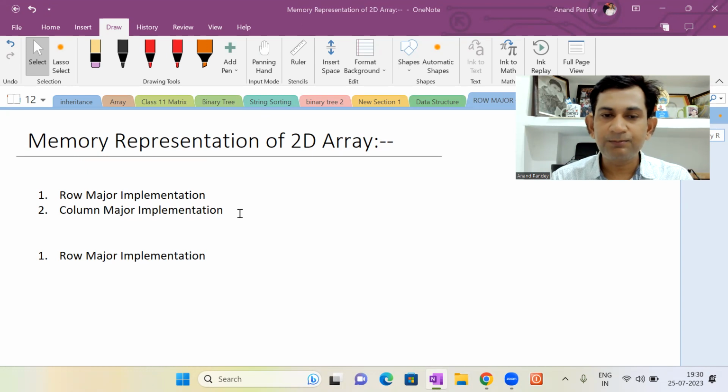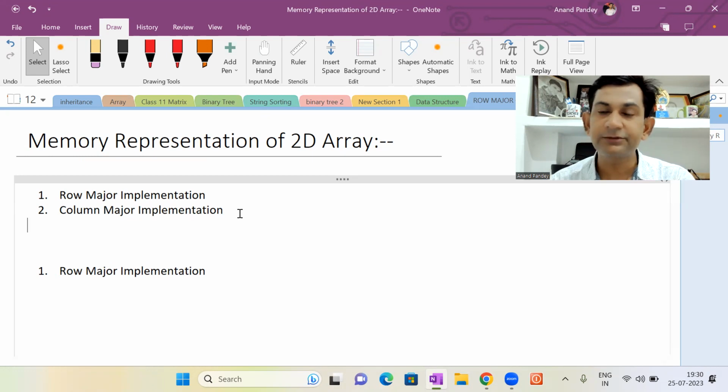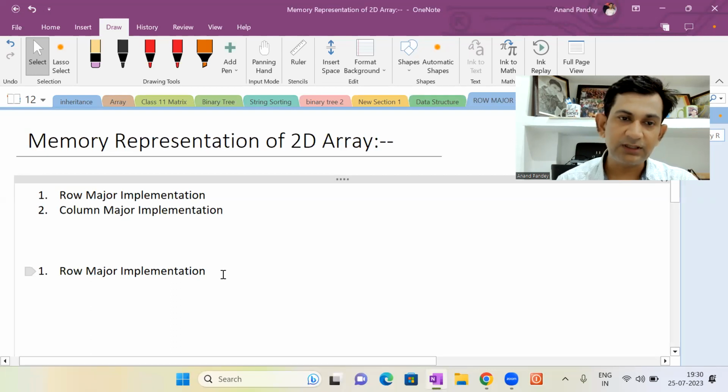Before that, I have uploaded one video in which I have discussed 2D array. The basic concepts I have already discussed: how to declare a 2D array, how to take input, how to display the elements, and how to initialize the elements of a 2D array. Please watch that video to know the basic concepts. Now I'm going to discuss what is row major and column major implementation in 2D array.